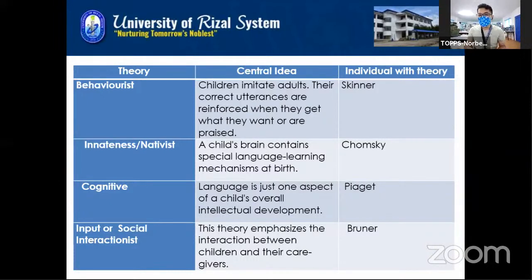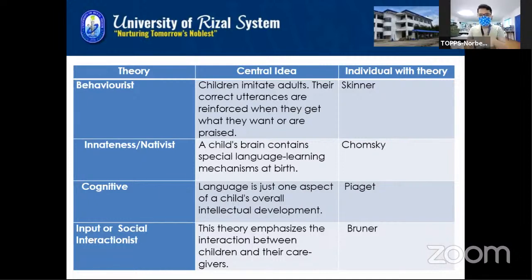Okay, then of course we have Piaget, a familiar name to you. We'll be tackling Piaget's cognitive theory, where the central idea is that language is just one aspect of a child's overall intellectual development. And finally, we have Bruner. I'm sure you have already encountered the name Bruner. The theory that we'll be focusing on about Bruner is the input or social interactionist theory. This theory emphasizes the interaction between children and their caregivers.